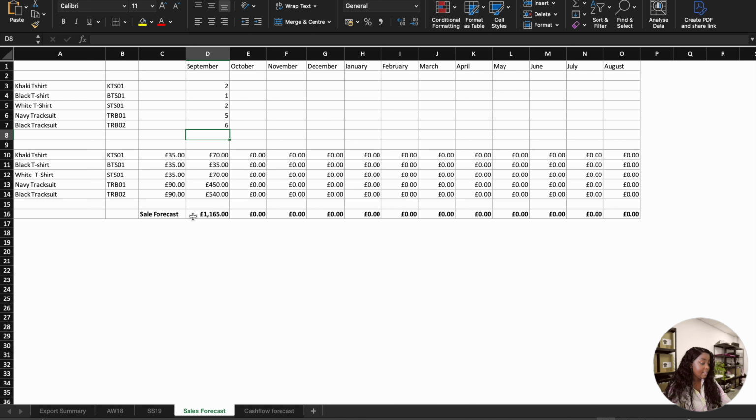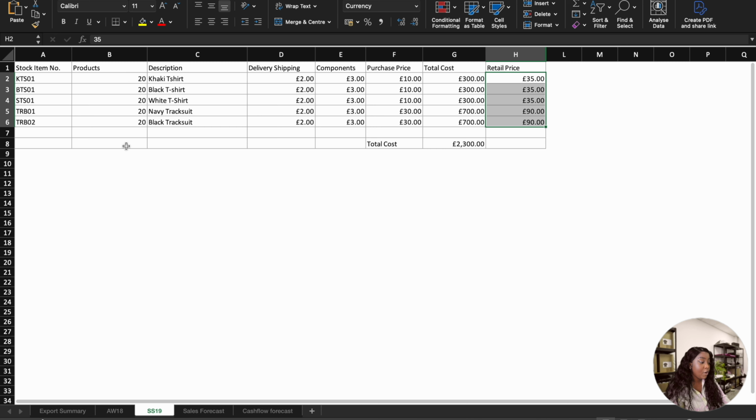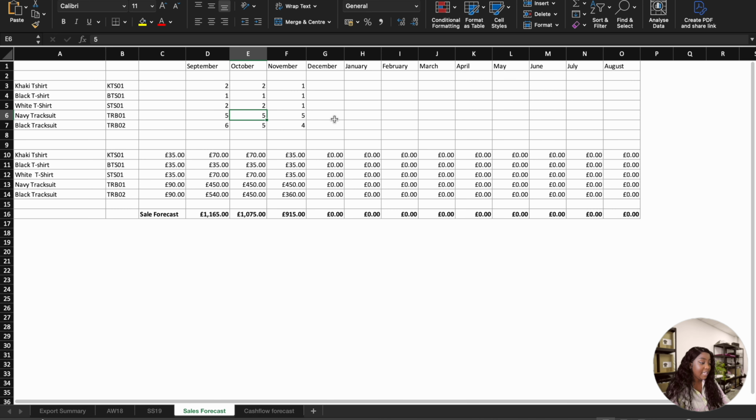So as you can see, the turnover that I'm making in September, just basically based off that, is going to be 1,165. So we just carry on doing that, and I'm gonna use similar figures. It's getting colder, so I'm probably gonna sell fewer t-shirts at this point and probably sell about the same amount of tracksuits. And I'm keeping an eye on how many, because remember, we've only purchased 20 of each.